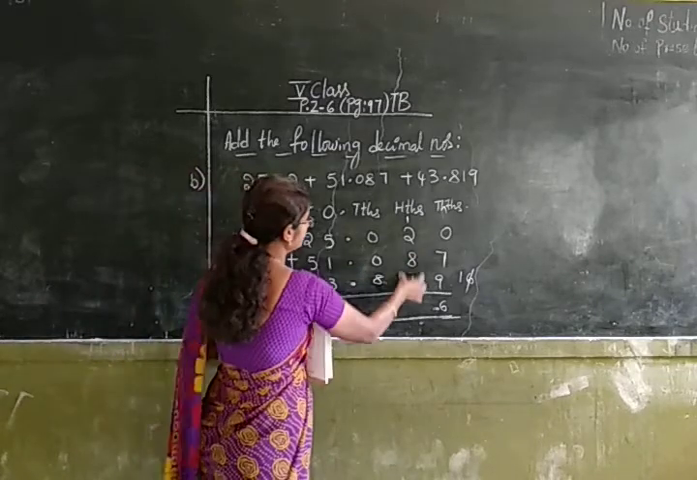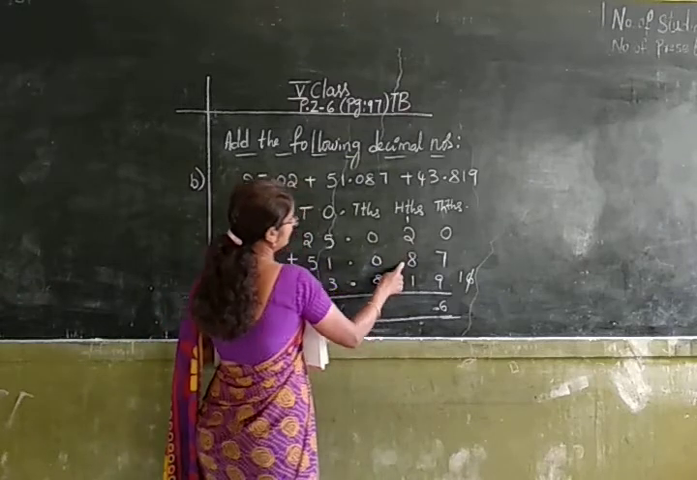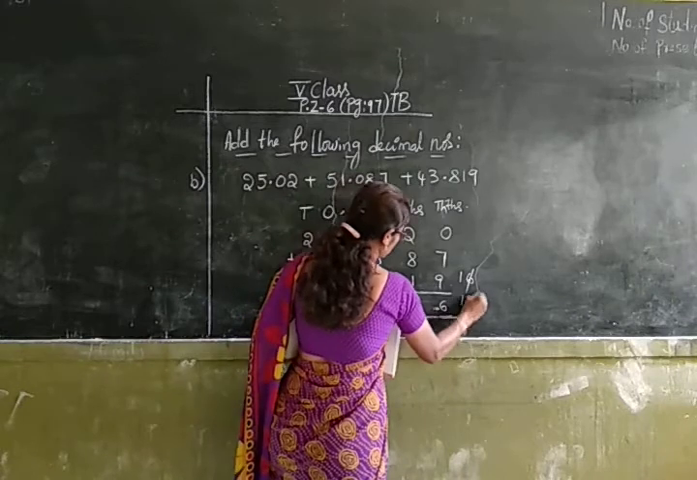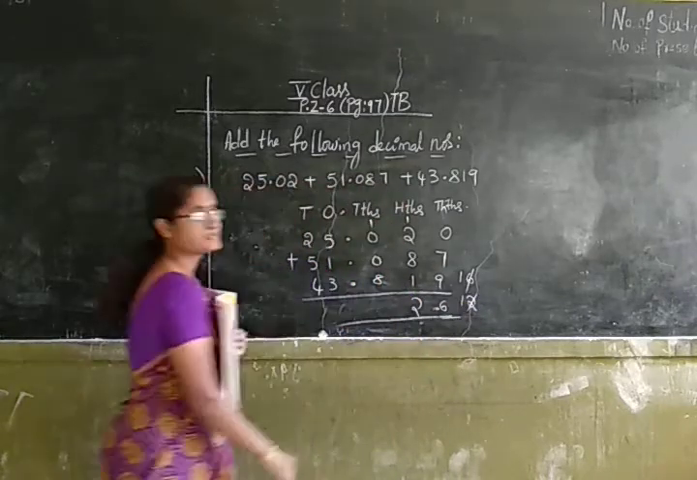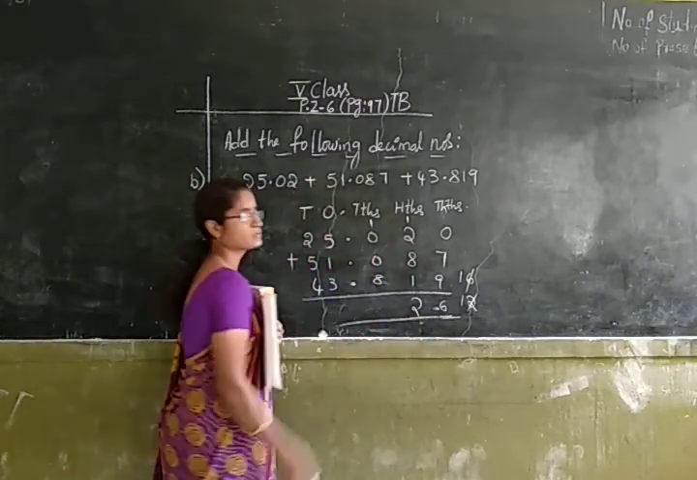Now add the numbers in the hundredths place. 2 plus 1 is 3. 8 plus 3 is 11. 11 plus 1 is 12. So put 2 in the hundredths place and carry 1 to the tenths place.